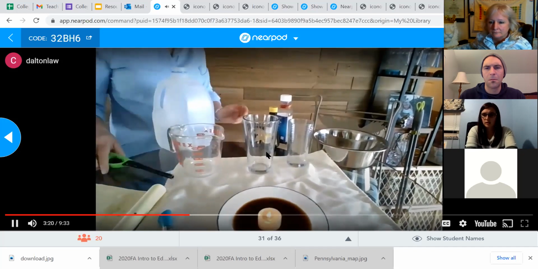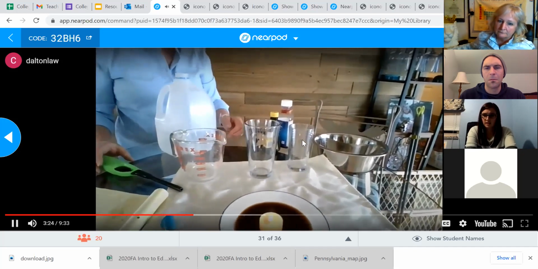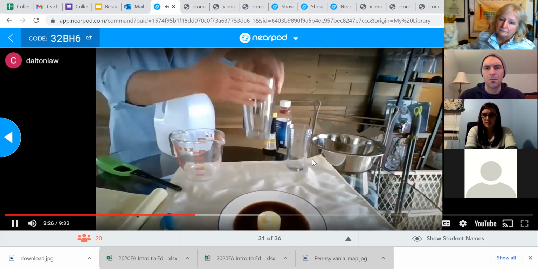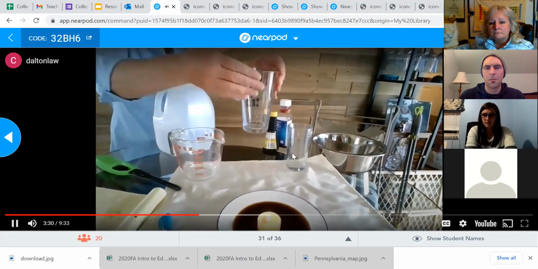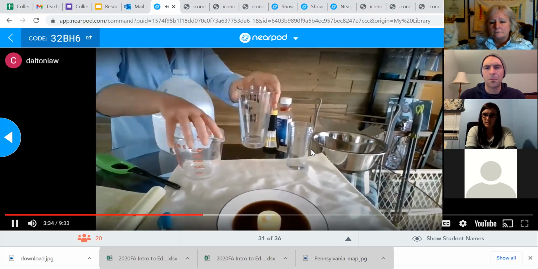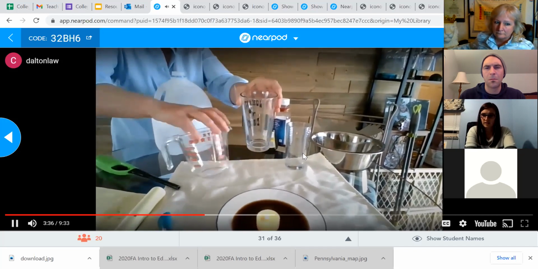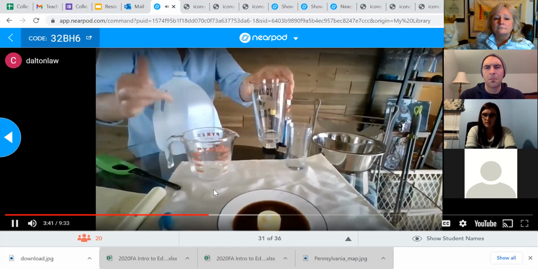Okay, and we're going to let it burn for a while. Again, we said that oxygen was necessary for combustion. The amount of oxygen in this pint glass, we're going to figure out the volume of this glass by filling it with water and then putting it into our measuring glass, our Pyrex measuring glass.